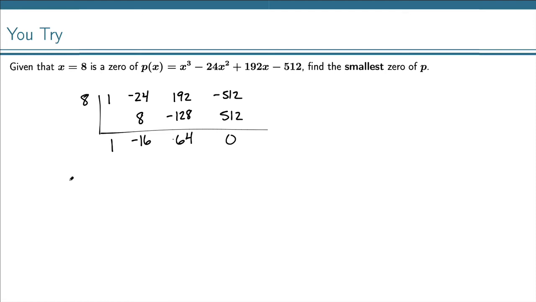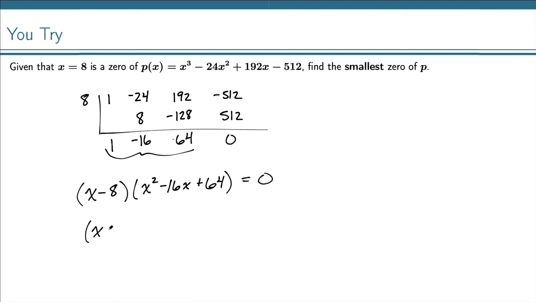All right. Well, this tells me that I've got x minus 8, and then these are the coefficients of what's left when I factor it. So x squared minus 16x plus 64. Well, this quadratic factors. In fact, that is x minus 8 times x minus 8. Well, that's crazy. We just found that x equals 8 is actually the only 0. It's a 0 of multiplicity 3. Okay, so the smallest 0 of p is still x equals 8.